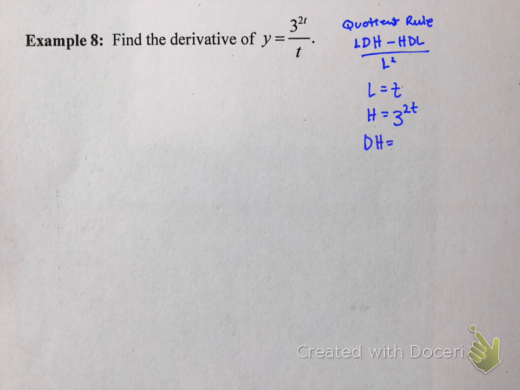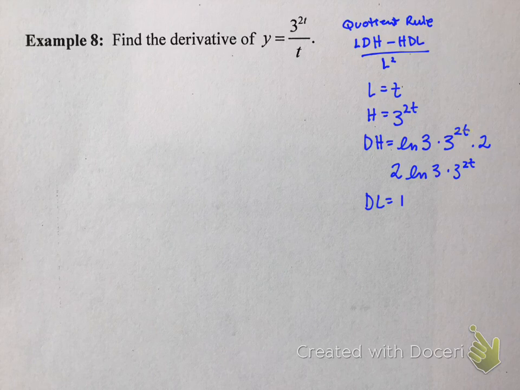Okay, if I take the derivative of the high function, I'm going to use that rule we just saw. I'm going to take the base, which is 3, so it's going to be ln of 3 times the power itself, and then I have to take the derivative of this 2t, which is 2. Okay, so this becomes 2 ln of 3 times 3 to the 2t. Okay, now we have to take the derivative of the low function. The low function was just t, so we luck out because the derivative of t is 1.